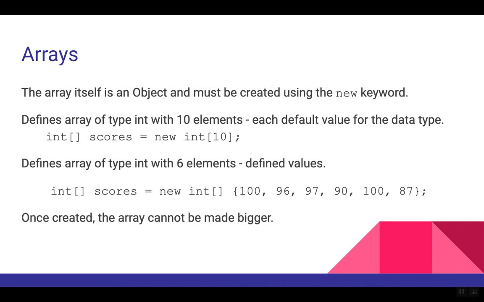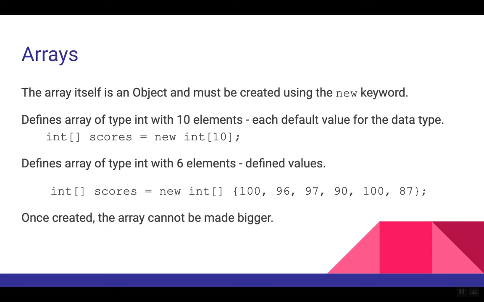Array of integer. What's the data type of score at 0? Score at 1. That's an integer, right? So the elements are integers. The array has a data type of array of integers, okay?